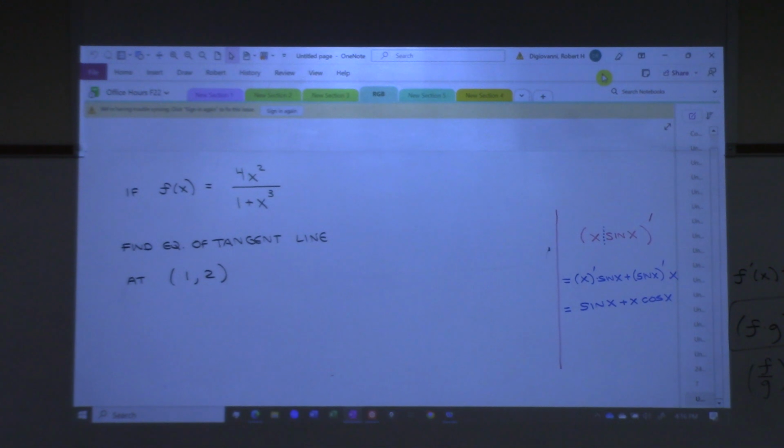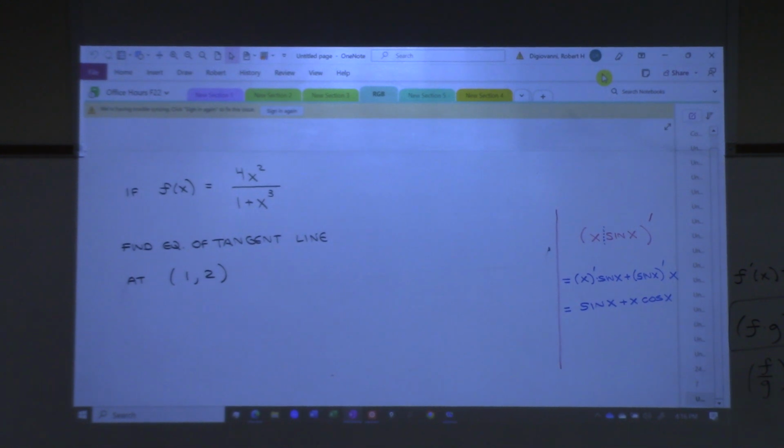Do you need some help? What's wrong? What did you do? Math? You found the derivative? Yes. What does the derivative give you? Like, go back. What is the derivative? Geometrically, what is the derivative? The slope at some value of x, right? At what value of x? At 1, right?